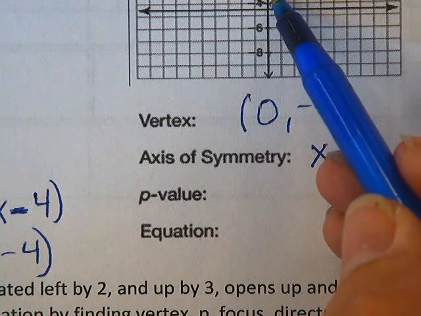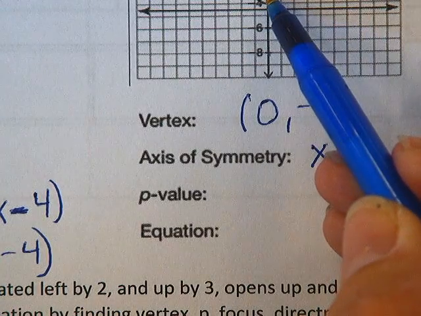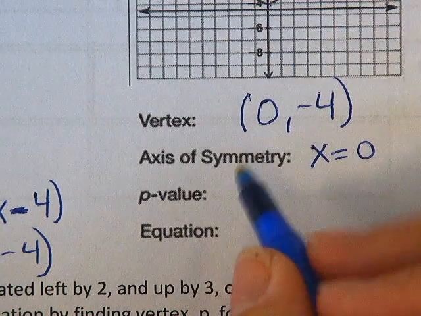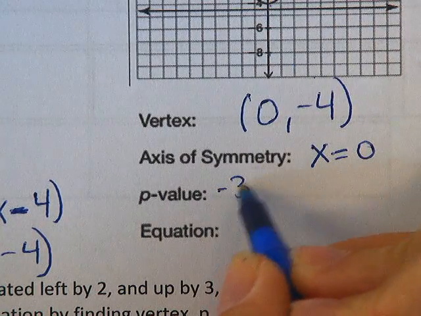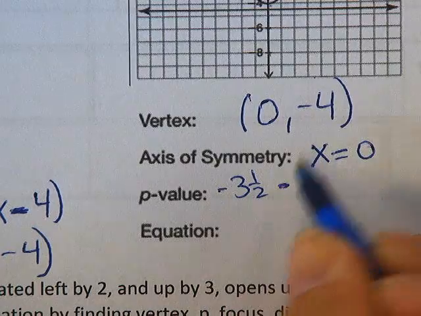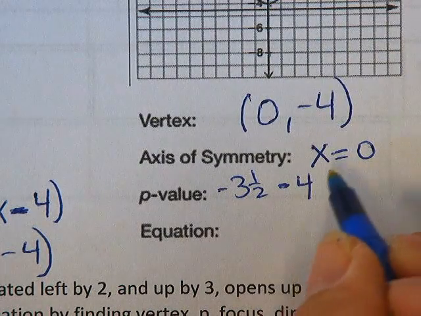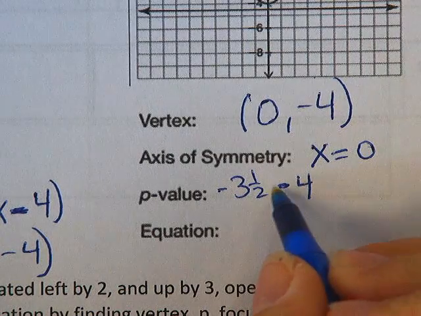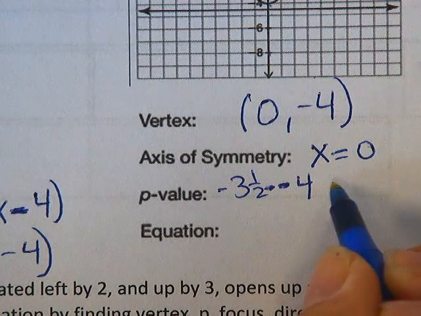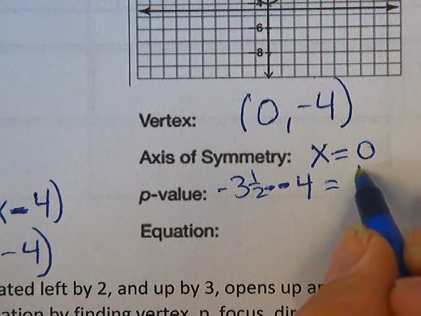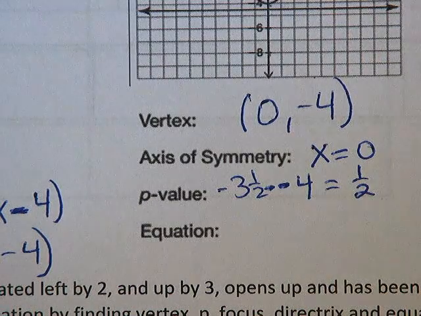So focus appears to be at (0, -3.5). So -3.5 minus where the vertex is, which is -4. So minus a -4 gives us a positive 1/2.